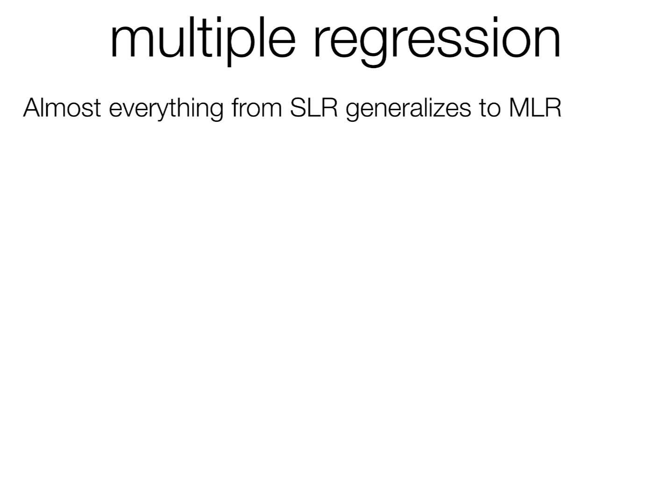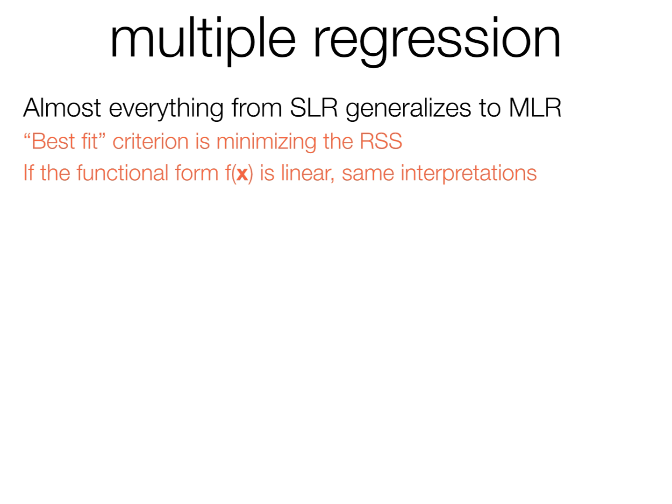Now, fortunately, everything in multiple regression essentially generalizes directly from simple linear regression. For example, the best fit criterion that we gave before about minimizing the residual sums of squares, that's just as true now as it was then. If the functional form f of x is linear, it has the exact same interpretations, just like we described in terms of planes and hyperplanes a moment ago. Prediction is done in precisely the same way.